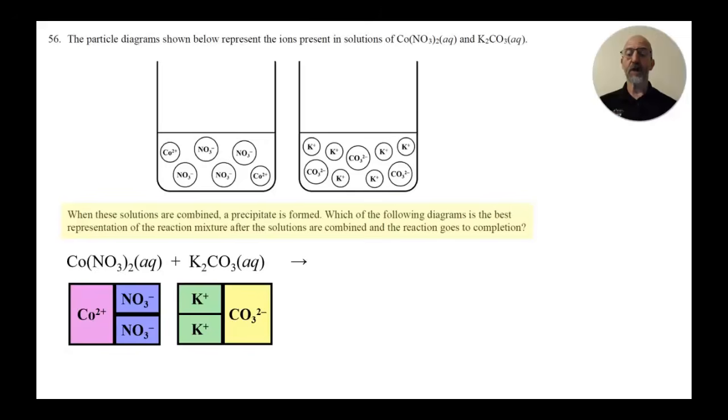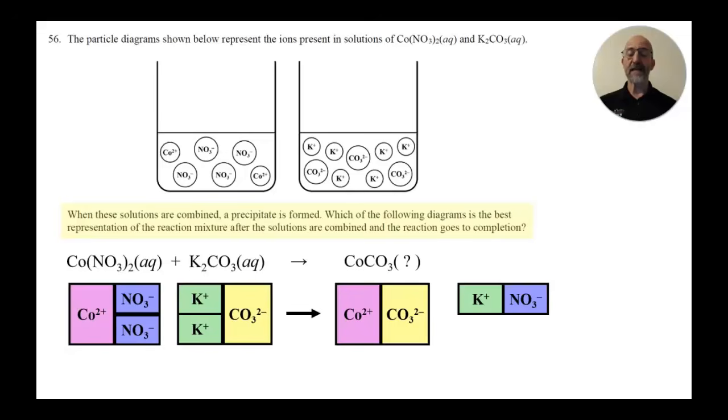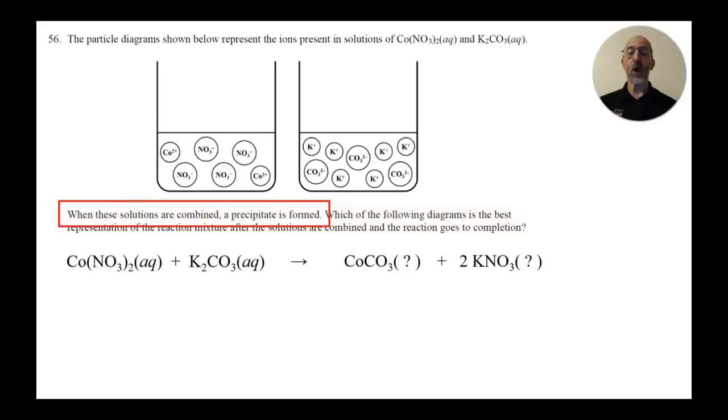So the cobalt will combine with the carbonate to produce cobalt carbonate, and the potassium will combine with the nitrate to produce potassium nitrate. Now, what I have is a balanced chemical equation, but you can see I've got question marks inside the parentheses on the right side of the equation. So I know a precipitate has formed, but at the moment, I might not be sure if the precipitate is cobalt carbonate or potassium nitrate.